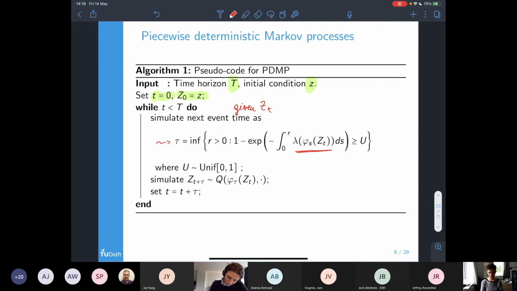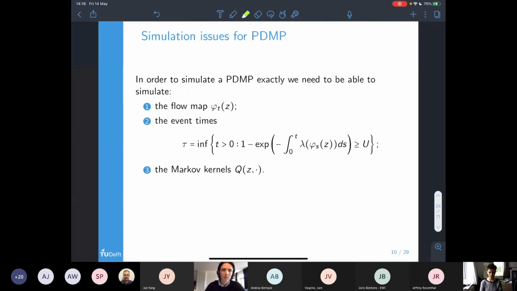And so interesting here, we were starting at zt in this case. Once we have computed this tau, we can simply move deterministically for a time tau starting at position zt, and then we compute zt plus tau by drawing from the Markov kernel. Then let's update the time and go on to the next event time.